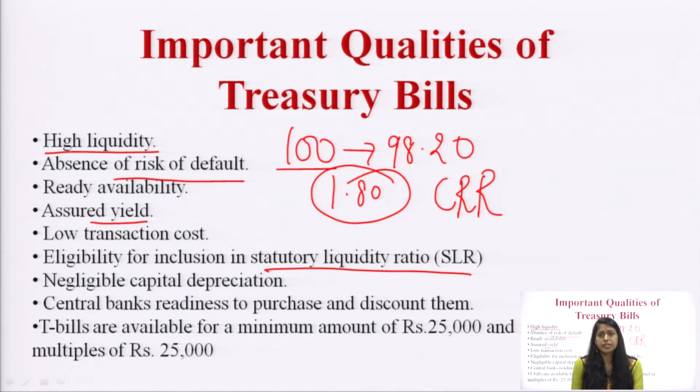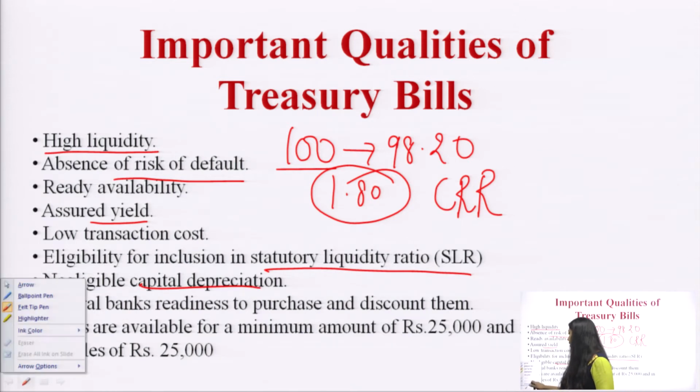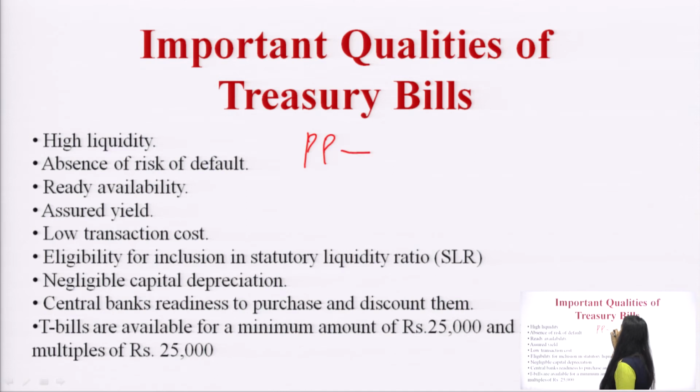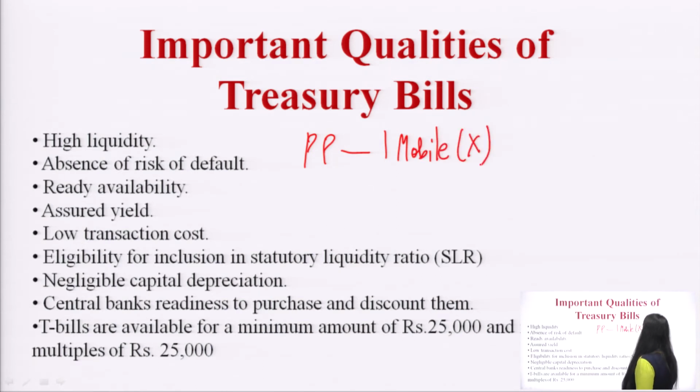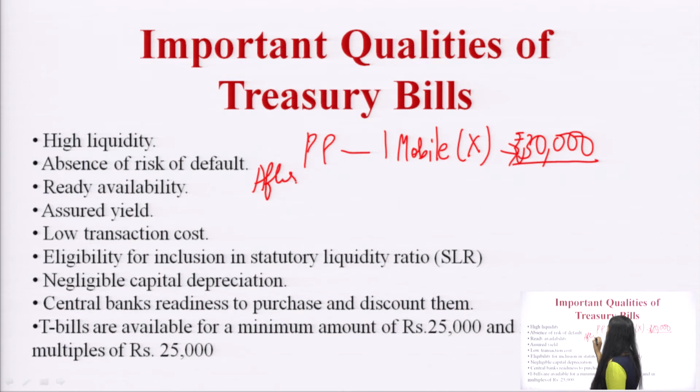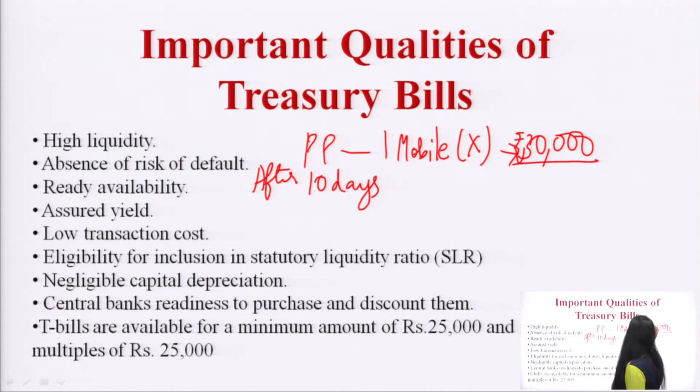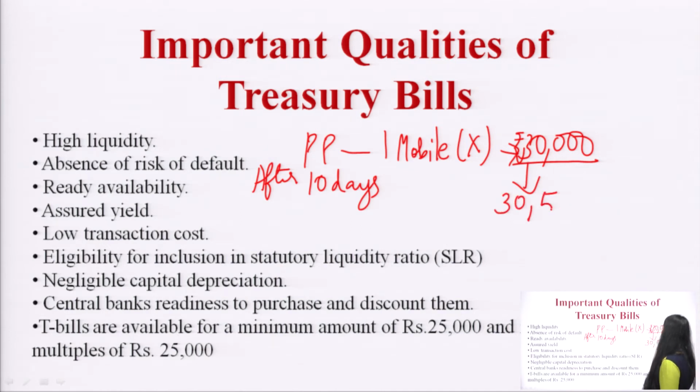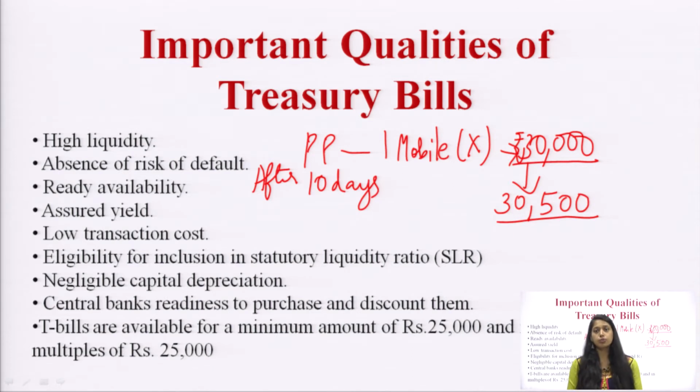Next is negligible capital depreciation. What is the meaning of capital depreciation? When I talk about the currencies, in a currency, what is happening? Say my purchasing power of buying one mobile phone is 30,000. So, I can buy this mobile phone of rupees 30,000 today. However, after 10 days, what is happening? This mobile phone has increased to the value of 30,500. Now, I am not in the capacity to buy this phone because the value of the mobile phone has increased by 500 rupees. So, when I talk about the T-bills, there is a negligible capital depreciation there.